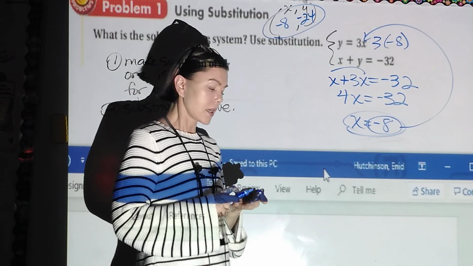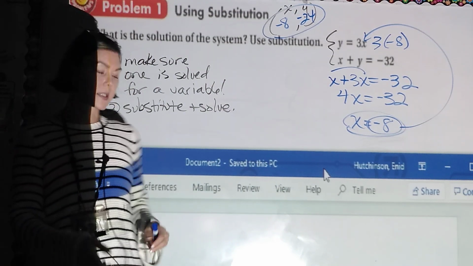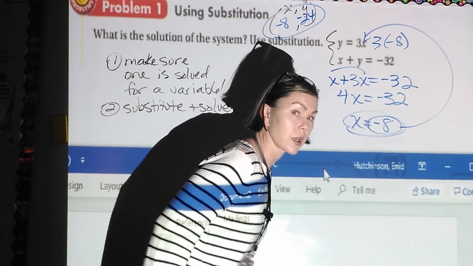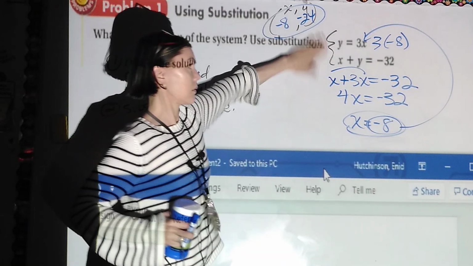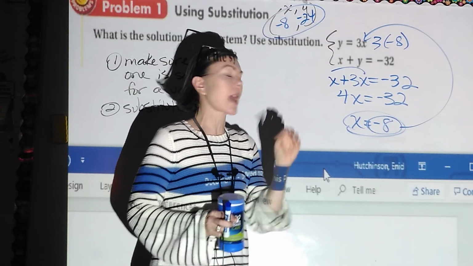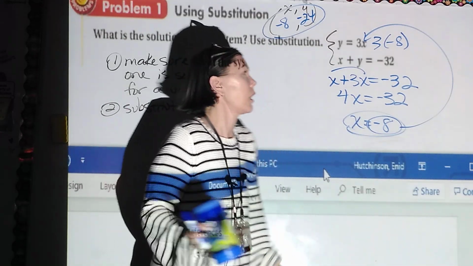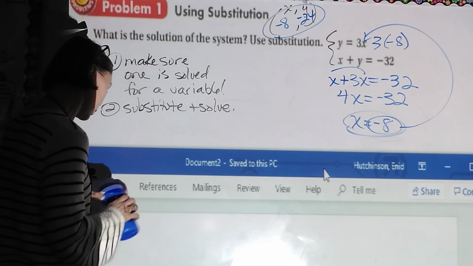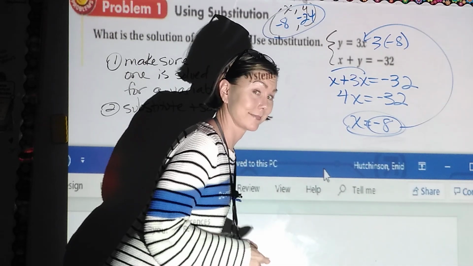This point right here is the solution to this system of equations, and we did it by substitution. Now, what I cannot stress enough, you guys, I said, what was the first step? You have to make sure that one of these equations is solved for what? A variable. I don't care if it's solved for x or y. Who cares? One of those equations needs to be solved for a variable. So, why? Because it makes it easy to substitute.